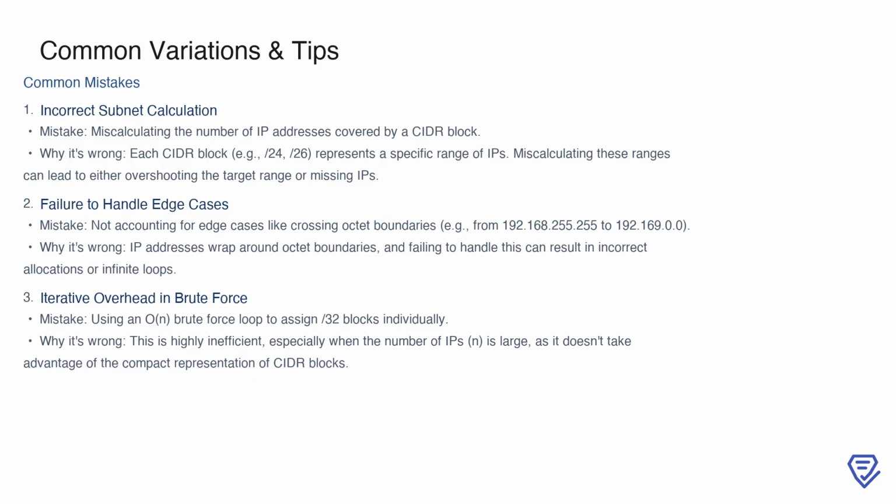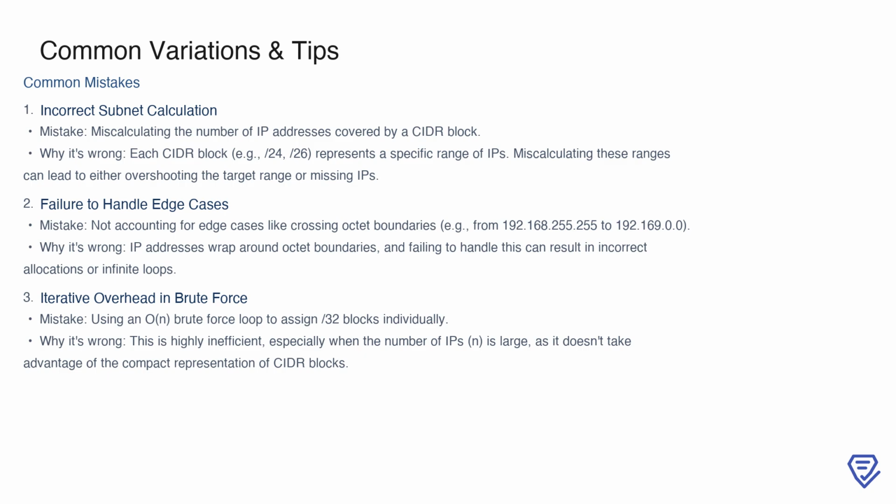One frequent error is the incorrect calculation of the subnet size. Each CIDR block, such as /24 or /26, corresponds to a specific range of IP addresses. Misunderstanding this mapping can cause you to either overshoot the intended range or leave out some IPs, leading to invalid solutions. Another common issue is failing to handle edge cases, particularly when IP addresses cross octet boundaries.